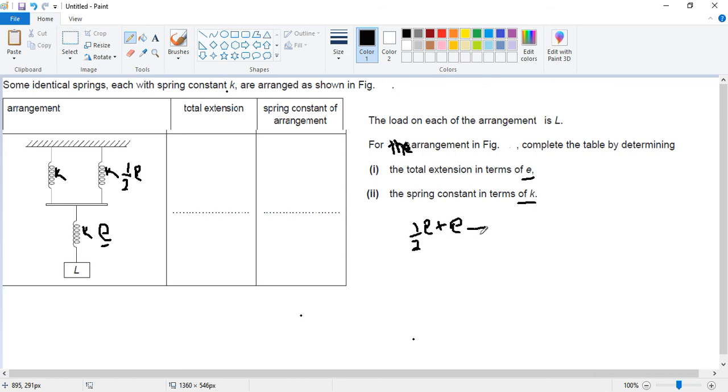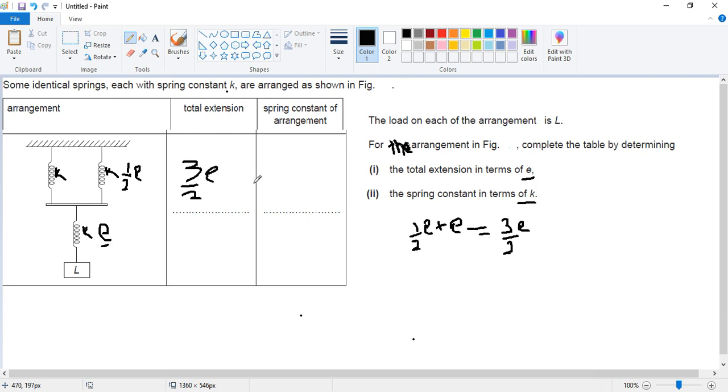And this gives you, I think the LCM is 2, that is 3E. That will be 3 over 2. I think that is 3 over 2E. So the total extension here will be 3 over 2E.